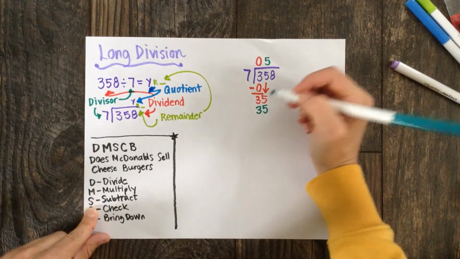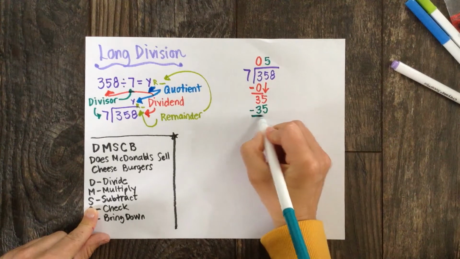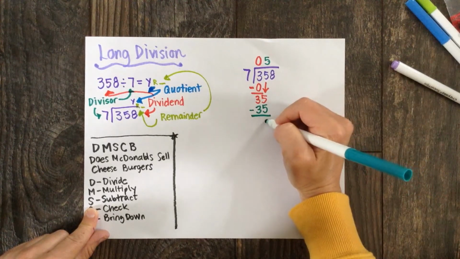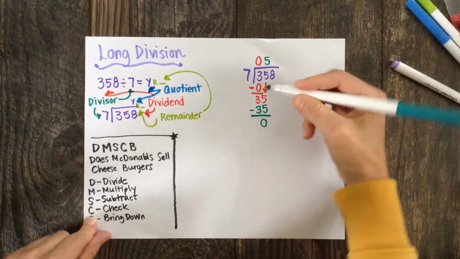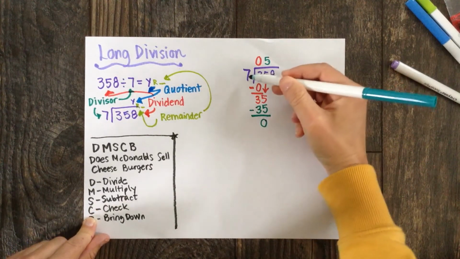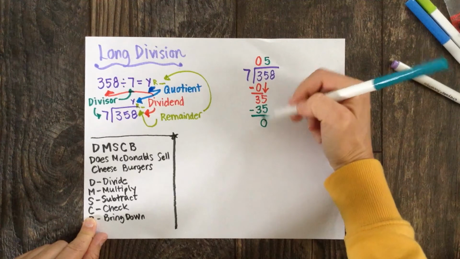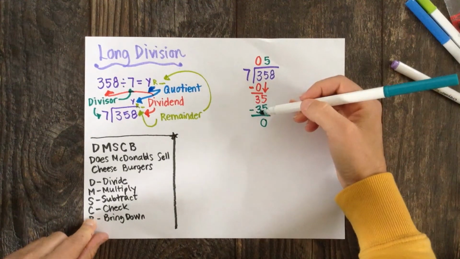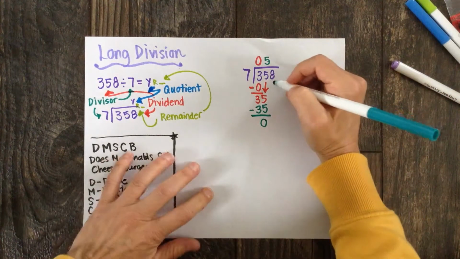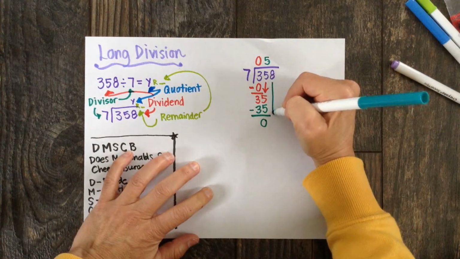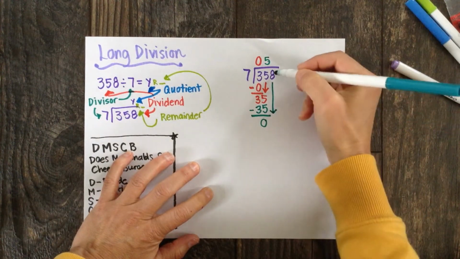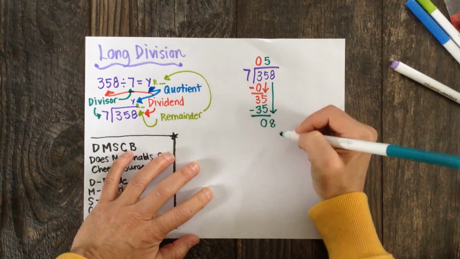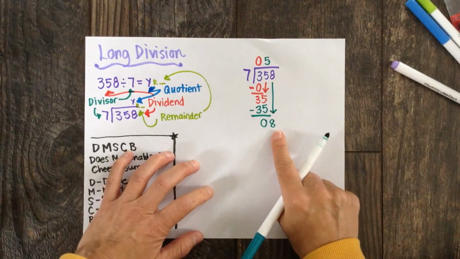Super. Now I'm going to subtract. 35 minus 35 is clearly an easy 0. I'm going to check. Is my 0 less than my divisor? Is 0 less than 7? Absolutely is. So my check is good. And now I can bring down my next number. So I'm going to bring down that 8. Notice I'm going straight down so I can remind my brain that my 8 goes here.